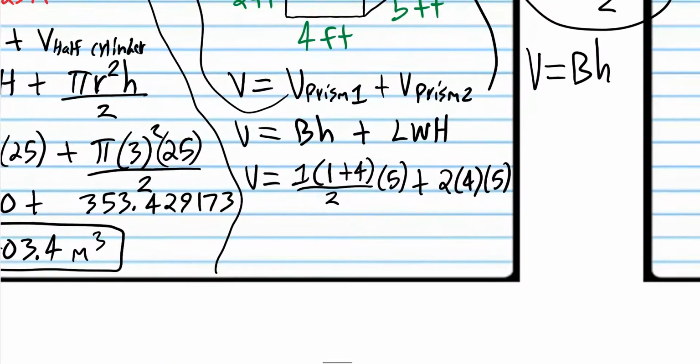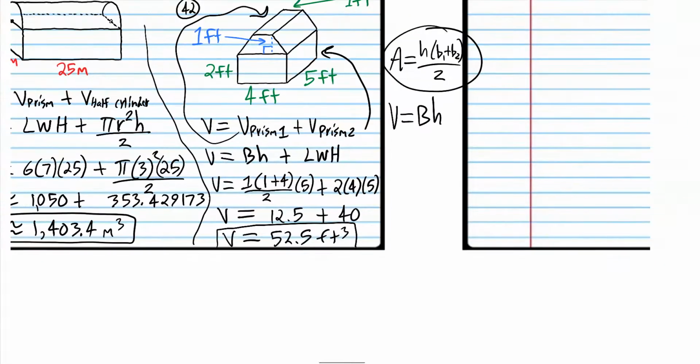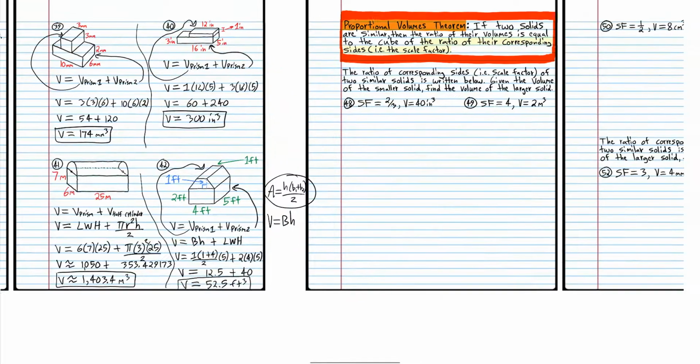So obviously this would be 40. That's pretty easy. And then 1 plus 4 is 5. And 5 times 1 is 5. 5 times 5 is 25. Divided by 2 is 12.5. I may have done that pretty quickly, but again, you can do it however you want. And then we get 52.5 cubic feet. So that was kind of a challenge problem, but if you got it right, good job. If you didn't, just go back and figure out what you did wrong. That's okay.